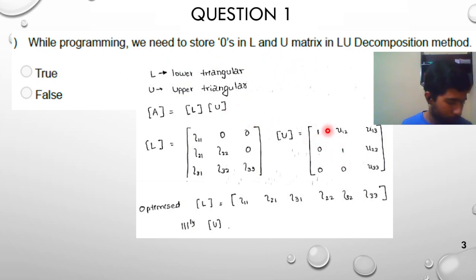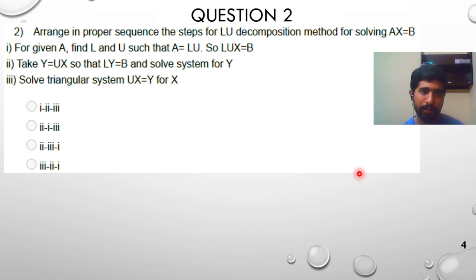So usually it's the optimized way of calculating the L and U matrix. So the answer is false for this. Now the second question is as follows.